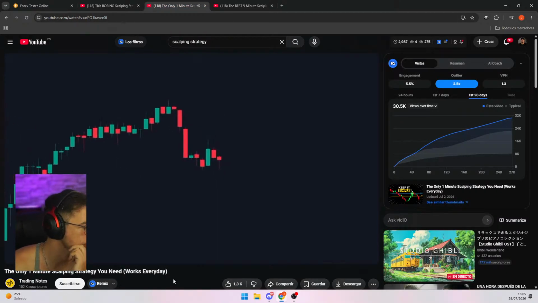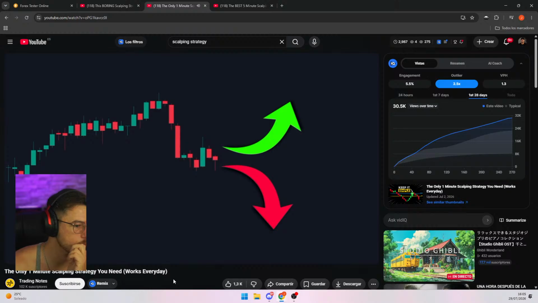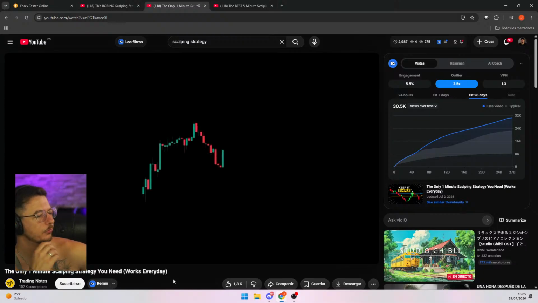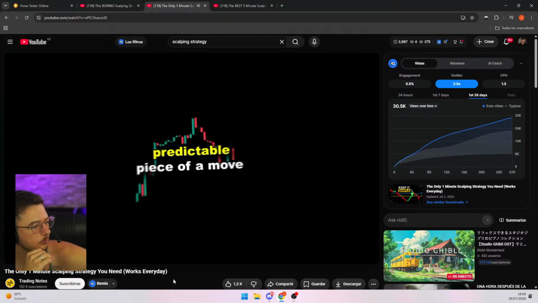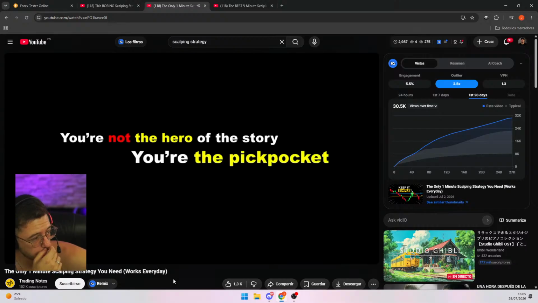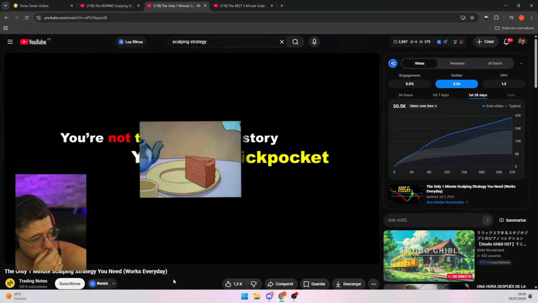Most traders think scalping means predicting where the next big move starts. That's a recipe for getting chopped up. The truth is, scalping is about catching a tiny, predictable piece of a move that's already happening. You're not the hero of the story, you're the pickpocket. You take a small slice and you walk away.